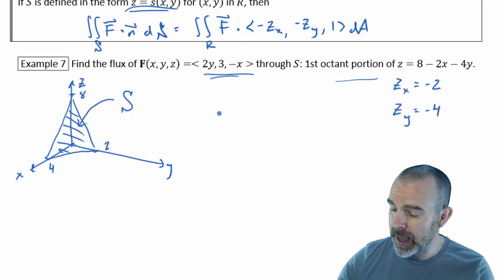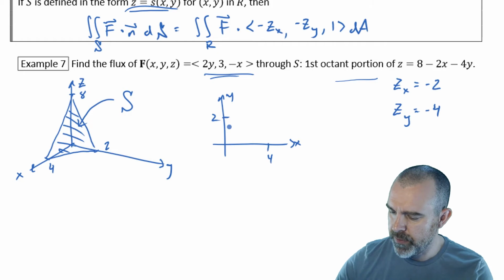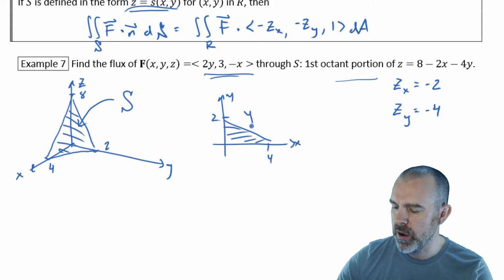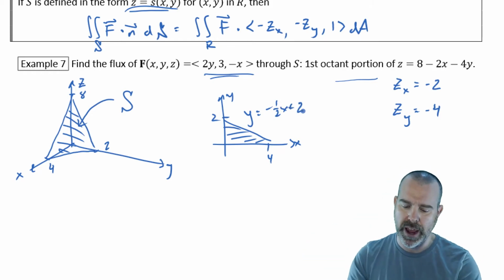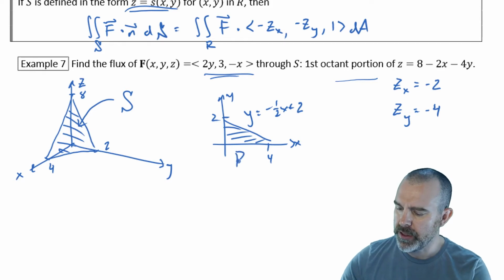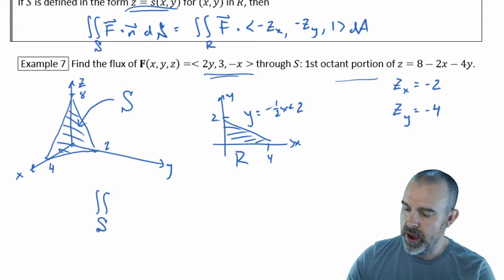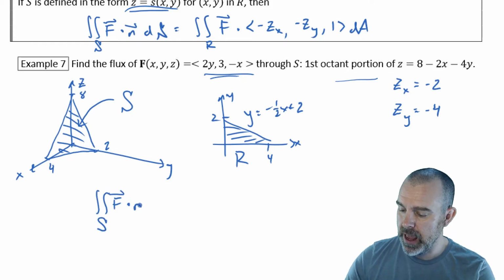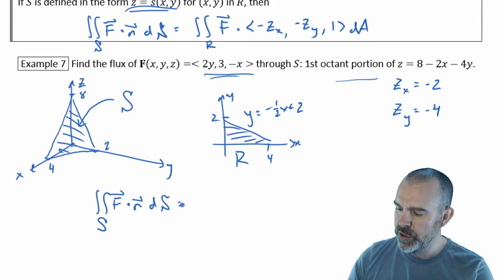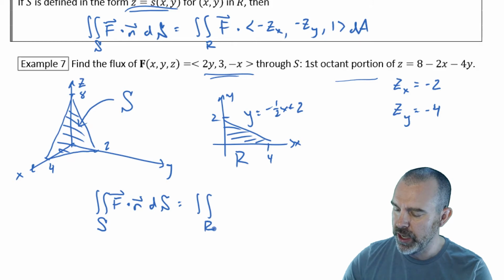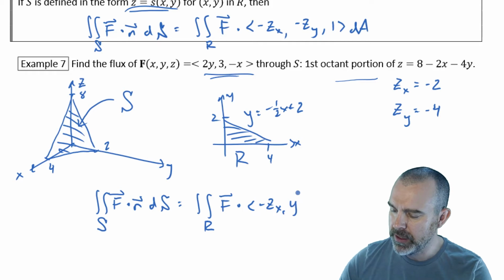Let's take a look at the region in the xy plane. We have 2, 4, and there's our curve. y will be negative 1/2 x plus 2. Y-intercept is 2, slope is negative 1/2. So this is our region R in the xy plane. All right, so our flux, F dot n dS, will be equal to the double integral over the region of F dot, because this one we do have z given to us explicitly as a function of x and y.